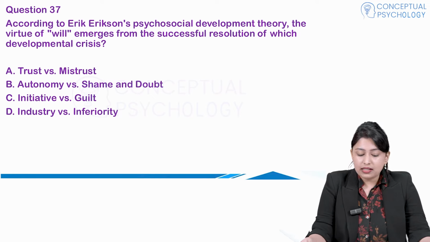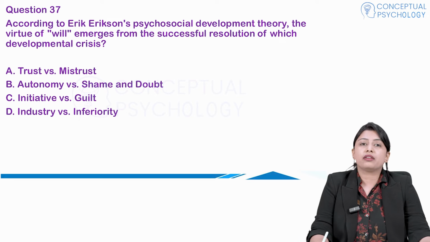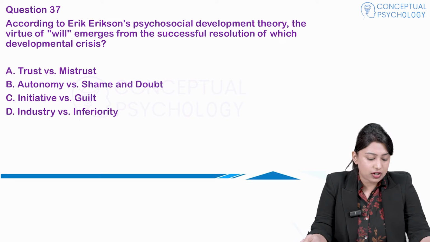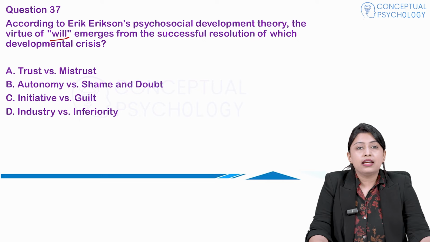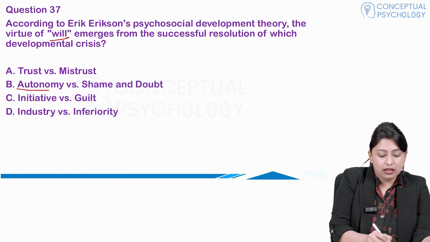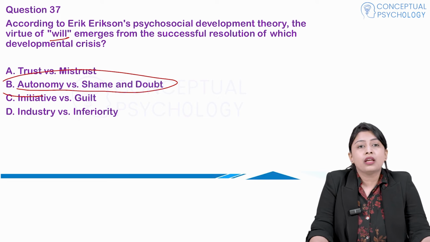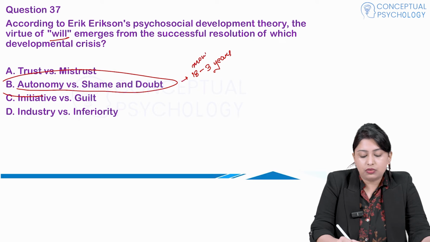According to Erikson's psychosocial development theory, the virtue of will emerges from the successful resolution of which developmental crisis? Trust versus mistrust, autonomy versus shame and doubt, initiative versus guilt, or industry versus inferiority. So here the virtue of will emerges after the successful resolution of autonomy versus shame and doubt. So that's the correct option. It occurs approximately between 18 months to 3 years.